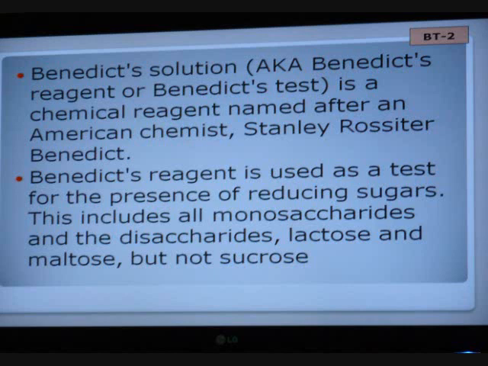And I don't think this stuff is in your book. It may be. I read it one time myself, but I'm trying to add things too. It may have mentioned the mono and disaccharides and things like that.